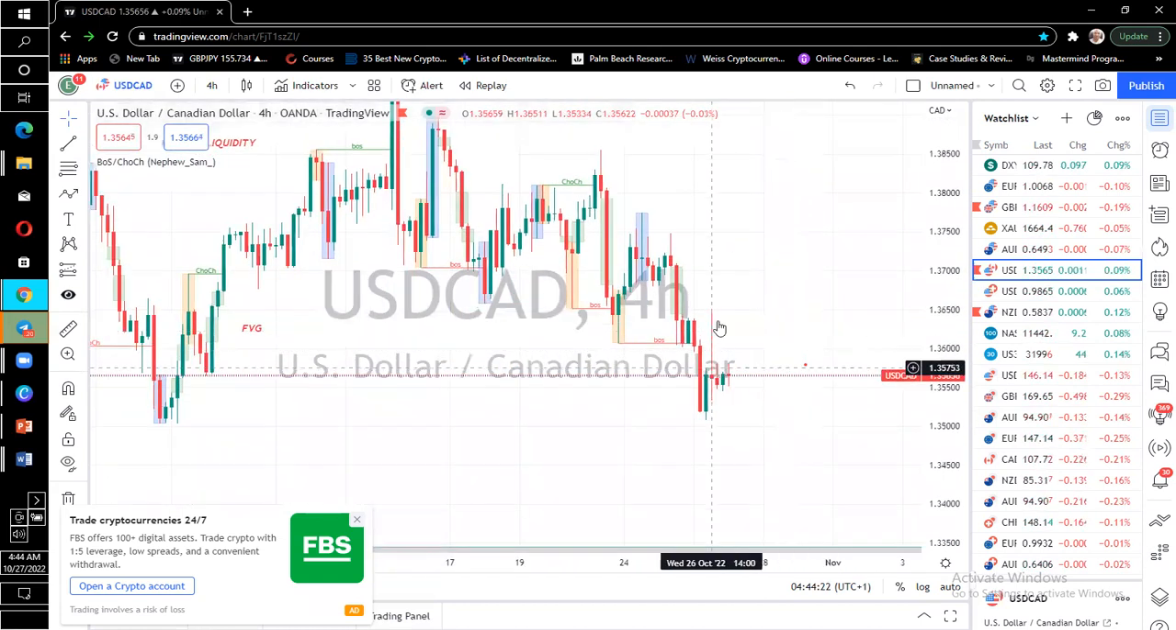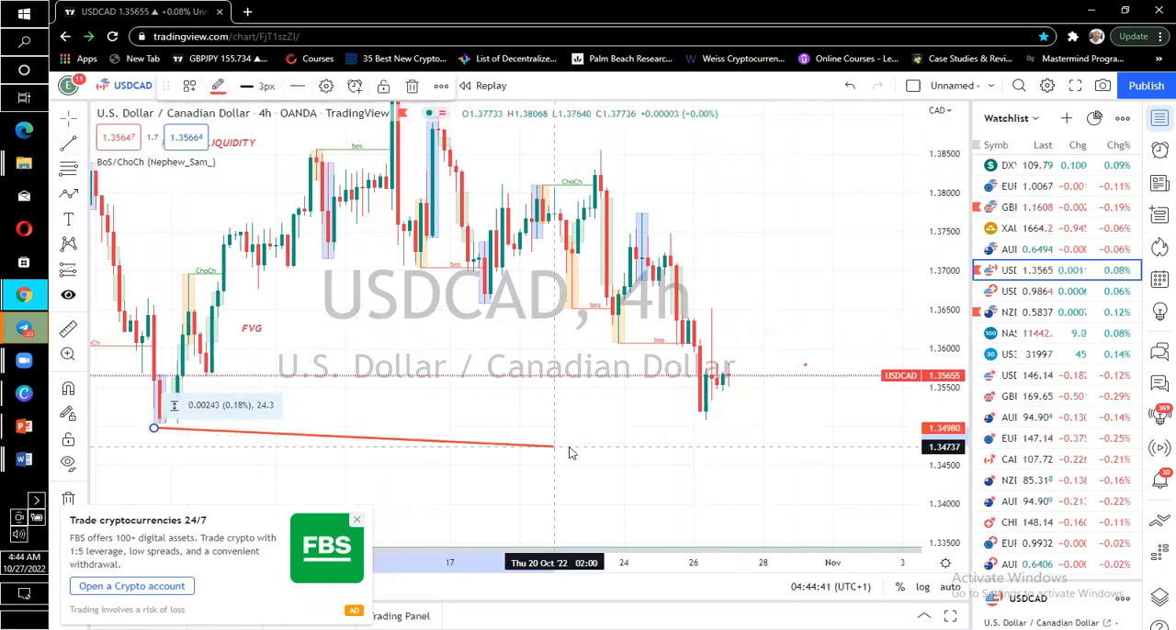USDCAD has been so amazing. It came straight down into this particular level, tapping into this fair value gap to take out this previous low. As you can see, it has validated the double bottom for retail traders.